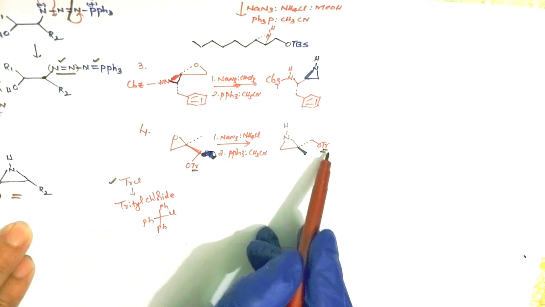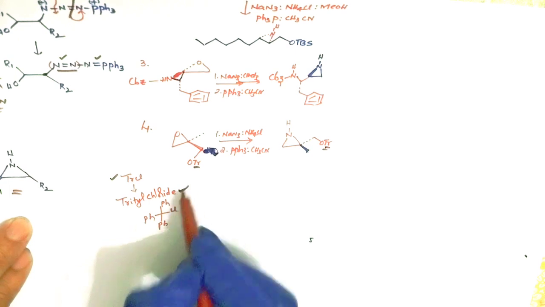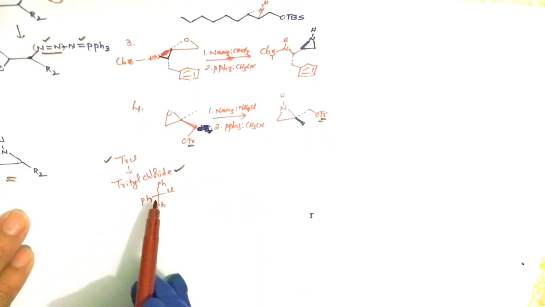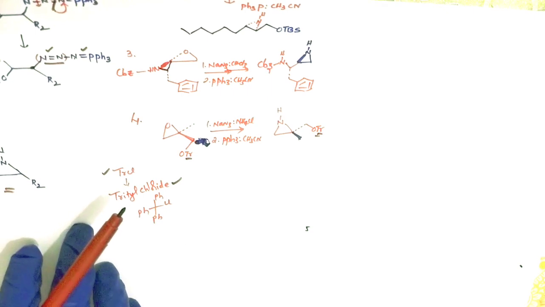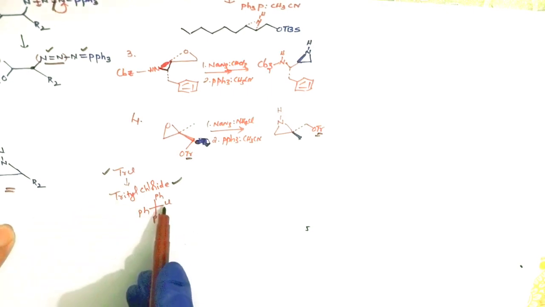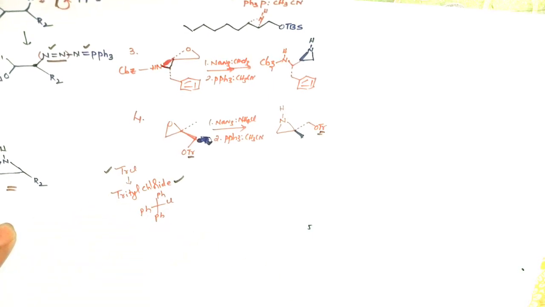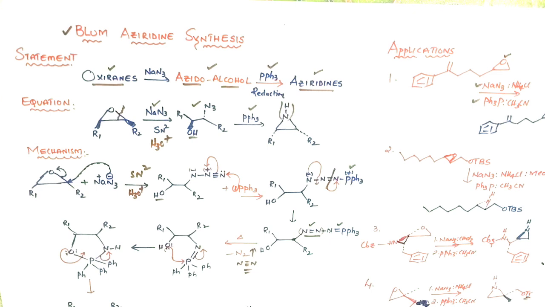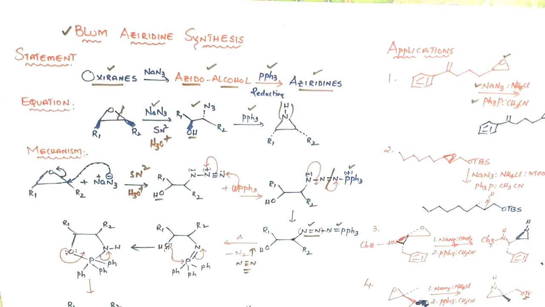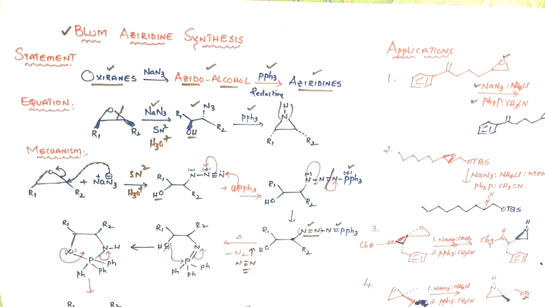So here TrCl we are using. TrCl means trityl chloride. Triphenyl methyl chloride, we can say. It's not triphenyl phosphine. Okay. So this is all about your Blum aziridine synthesis. The name itself indicates synthesis of aziridines, three-membered cyclic compounds, by using the Blum aziridine synthesis. Okay, thank you very much.